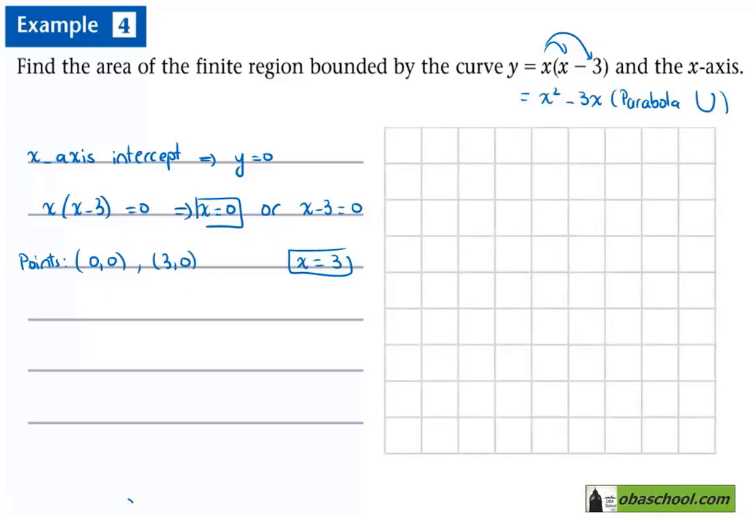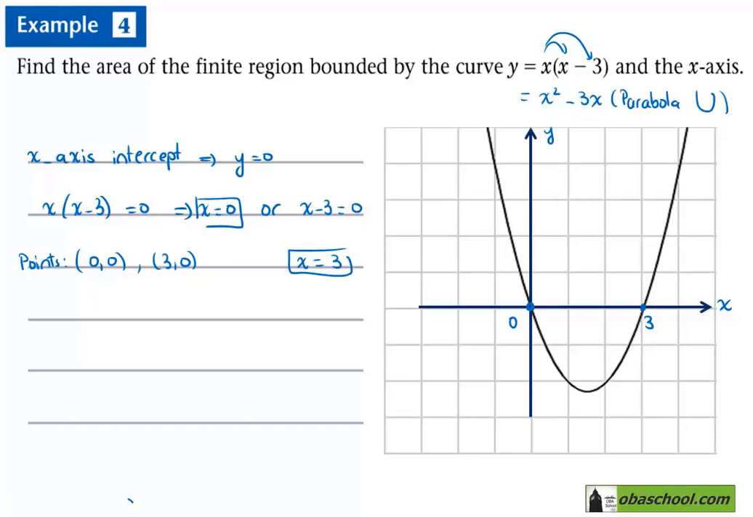Look at the coordinate plane. We draw 2 axes, the x-axis and the y-axis. Now we need to assign the points. The first point is 0, 0, which is the origin. The second point is 3, 0, so it is here. We will draw the parabola in a way where it is opened upward. This is how it will look like.